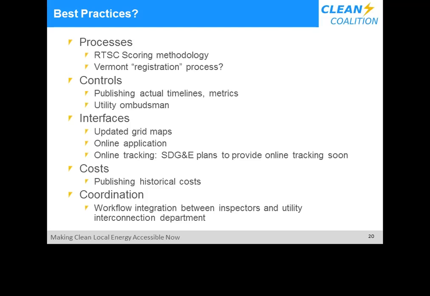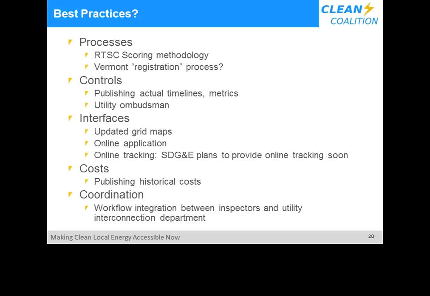Some of what we call controls are accountability and transparency to what actually happens. And so giving not only the solar installers, but the policymakers and everyone else an understanding that the processes are working. That includes publishing timelines and metrics around what's going on, but it could also include a utility ombudsman, someone who is always on to answer questions, or even handle some disputes or problems, or work through barriers to interconnection. That's dedicated to that on behalf of the solar installers.